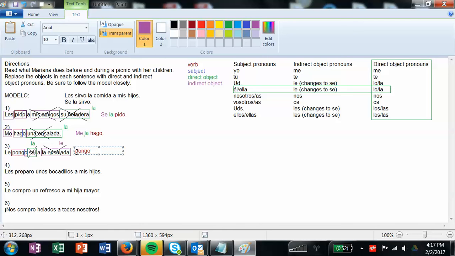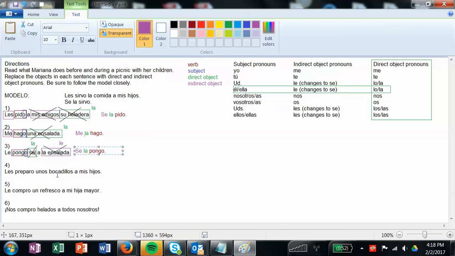Okay. And then the problem that I have ended up with is that I have my indirect and my direct both starting with an L, which is something that you cannot do. When that happens, you have to change your indirect to "se." So "se la pongo." Okay, and I'll do one more, and then I want to move on to another activity that you potentially had problems with.